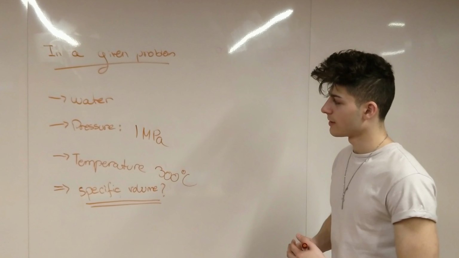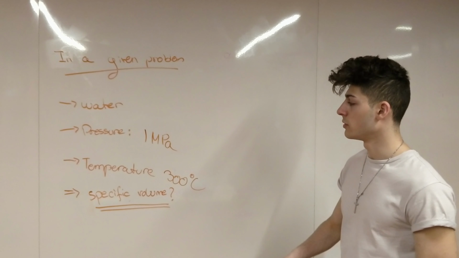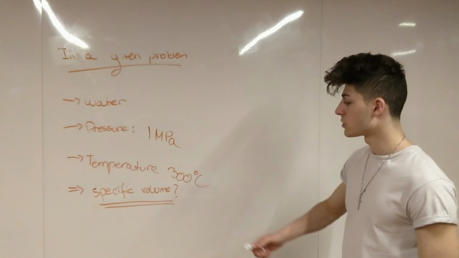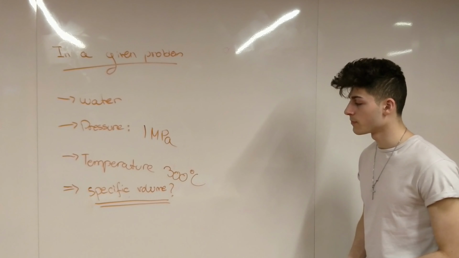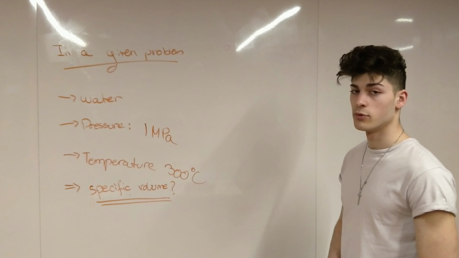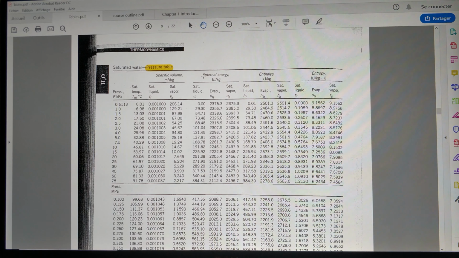So in a given problem, if the substance given to us is said to be water, and the given pressure would be, let's say, 1 megapascal, to keep numbers clean and round, the temperature given to us, 300 degrees Celsius, and we are looking for a specific volume of the substance. How would we go about tackling this problem? We will now show you using the tables.